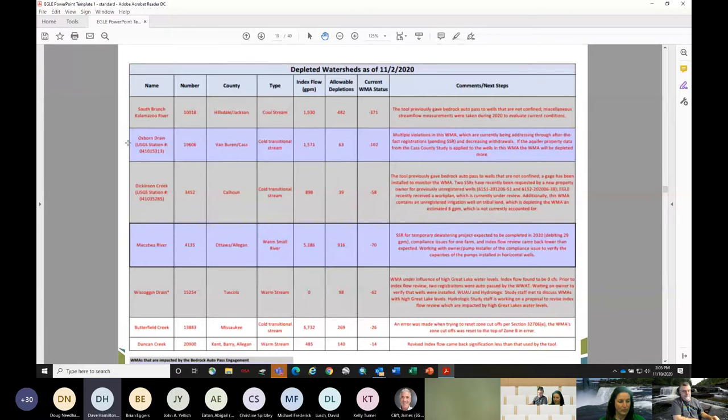I think the only way to resolve it would be to model some of these. And in general, I'd want to encourage the department, when a watershed is getting into this situation, to model it and try to figure out what the water balance is in that watershed.